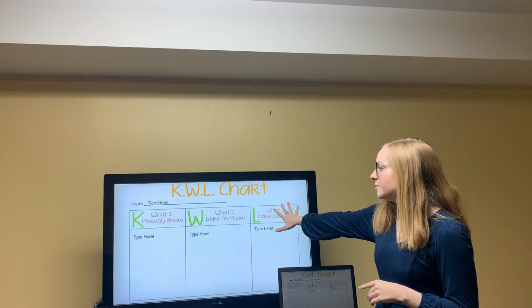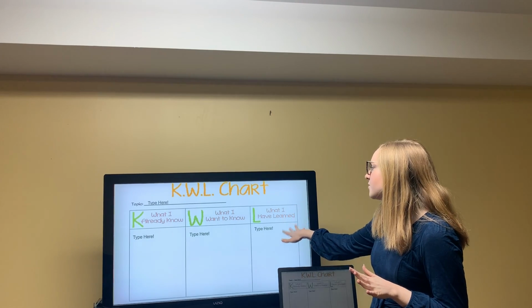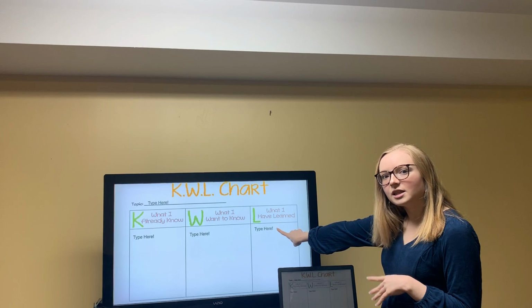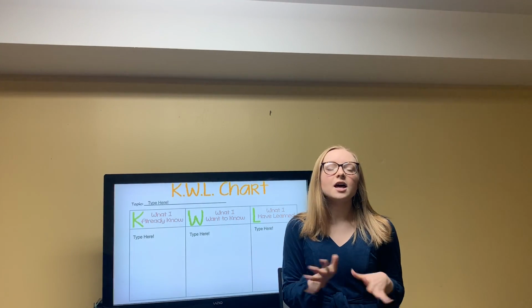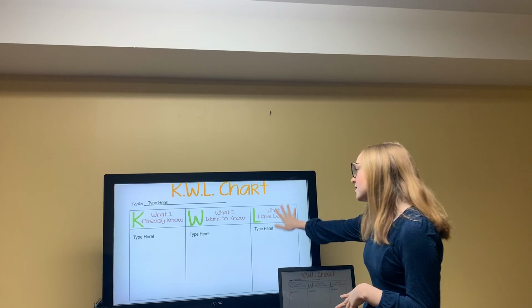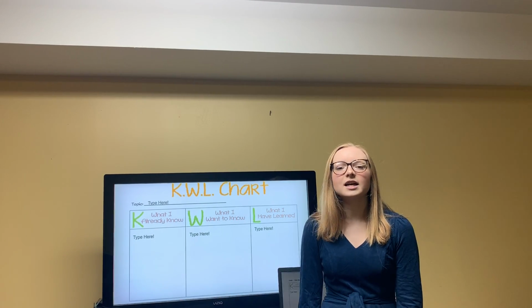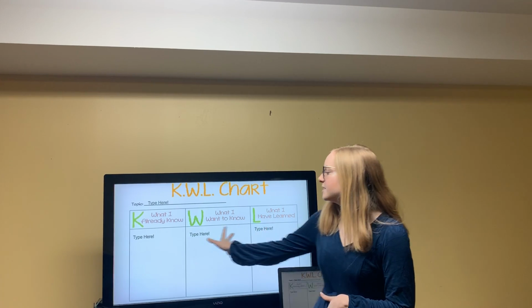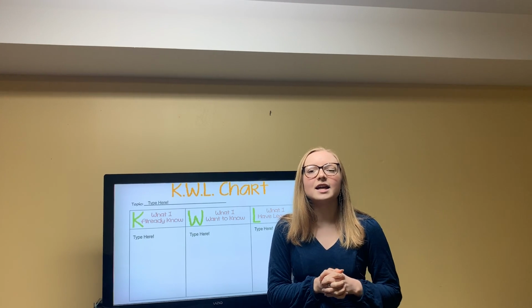The last column is the L column. The L column stands for learn. This is what I have learned. You will complete this section at the very end of the lesson, so don't worry about this column right now. Just slide your paper to the side or move on once you have typed all of this, and we're going to continue.